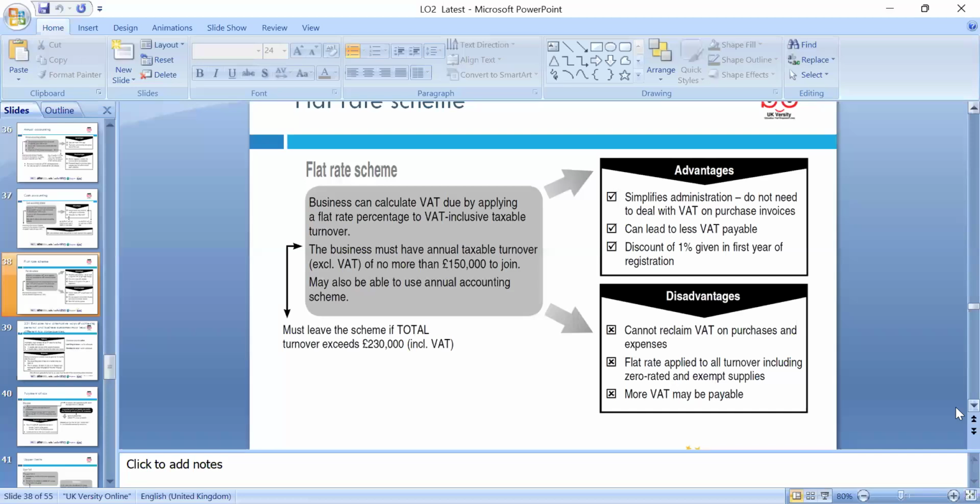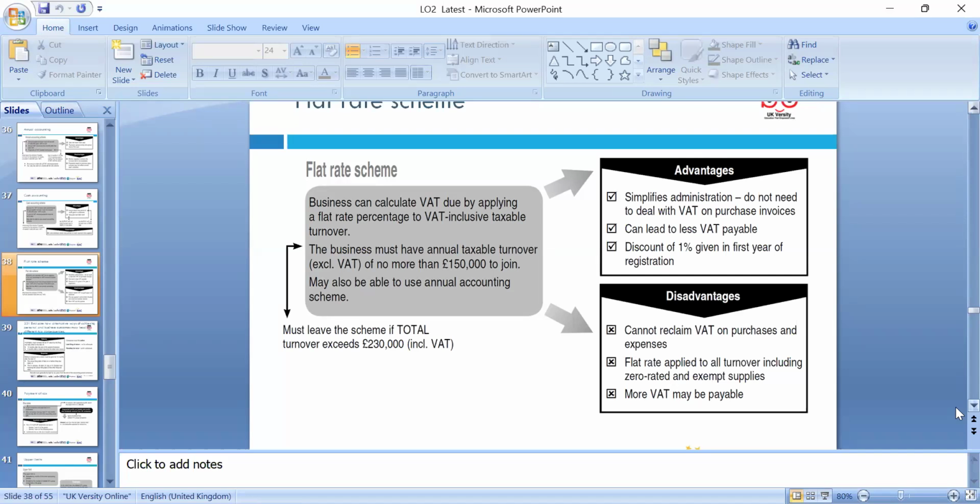It means you can't claim on the input, but on the output you're paying less. If your turnover is £150,000 to £230,000, you can choose this scheme, and you can stay up to £230,000, and you pay according to the nature of the product, maybe 10% VAT instead. So you don't have to keep the records. You simply pay on the output.